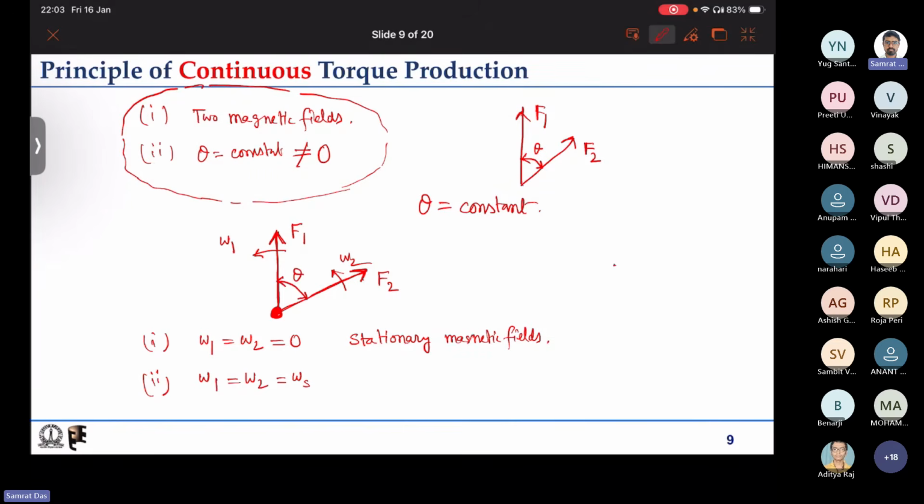So two vectors can rotate like this, right? If they rotate at the same velocity, then with respect to each other there will always be a constant angular shift between them. So this is the second case, where we have both as rotating magnetic fields.